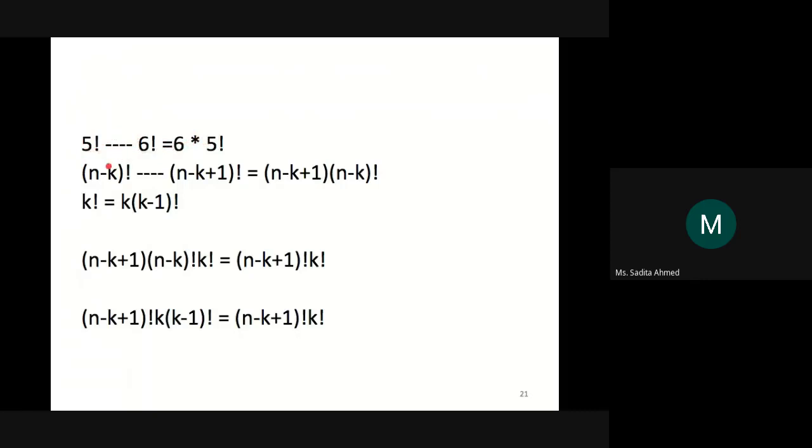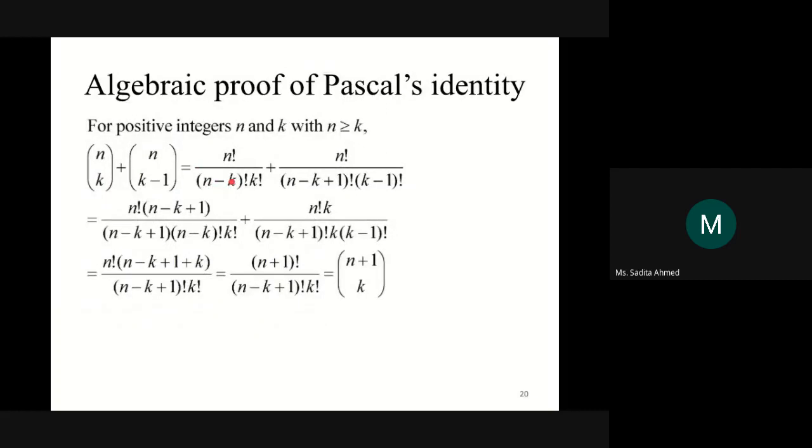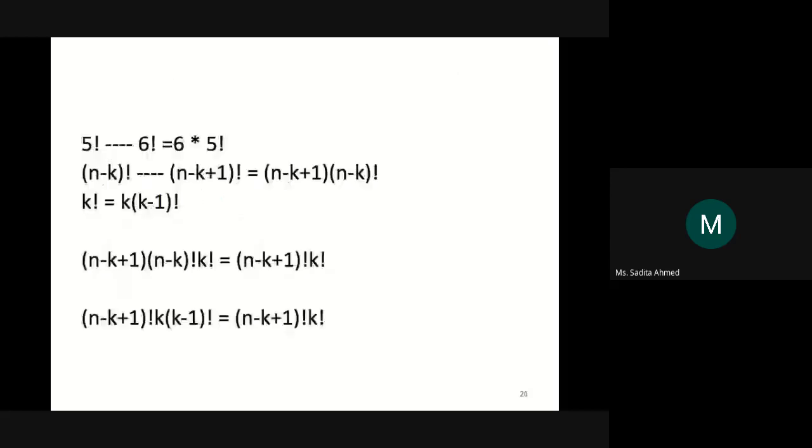We have n minus k factorial. We want to convert to what? N minus k plus 1 factorial. That's what we want to do, right? We are going to convert n minus k factorial to n minus k plus 1 factorial, so that in both terms we have the same factorial, okay? Basically, we have the same denominators. So we will convert n minus k factorial to n minus k plus 1 factorial.